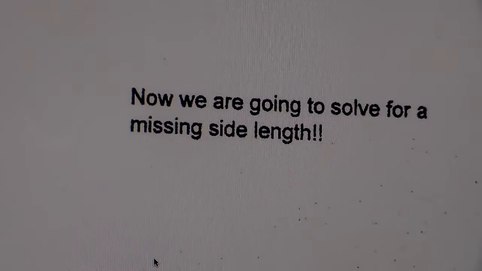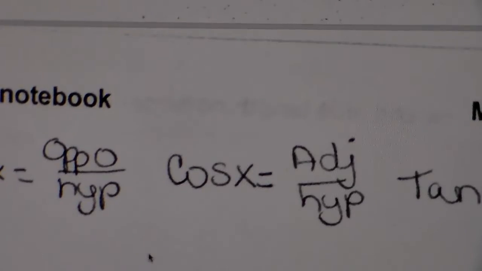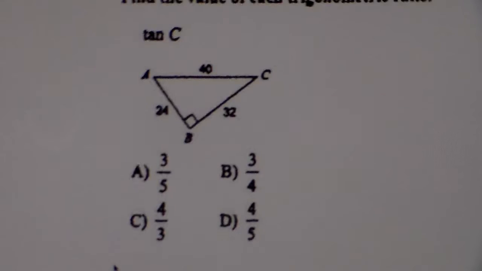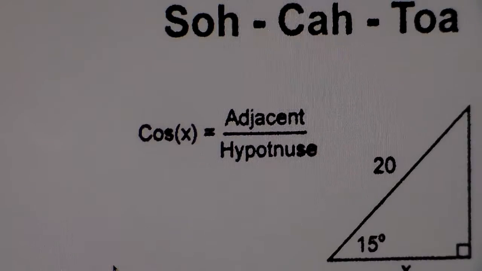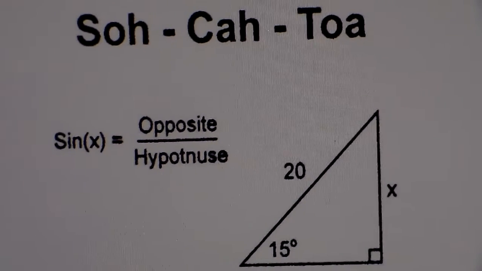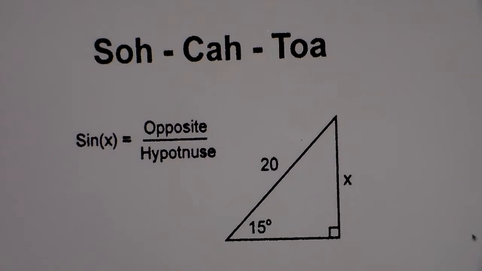Now we're going to solve for missing side length. That's coming up next. We're going to still be using SOHCAHTOA. Here we go. So we got 3 more examples to go. This is how you find side lengths.